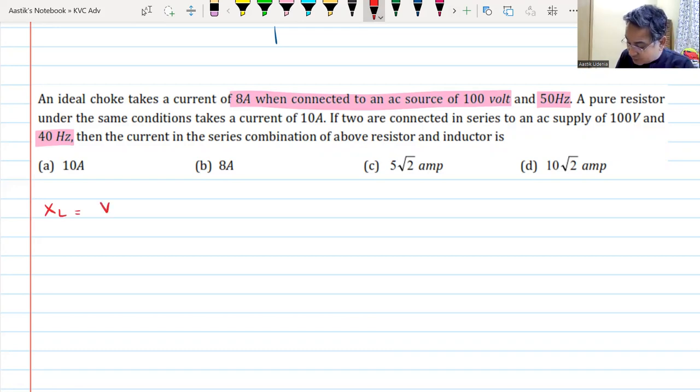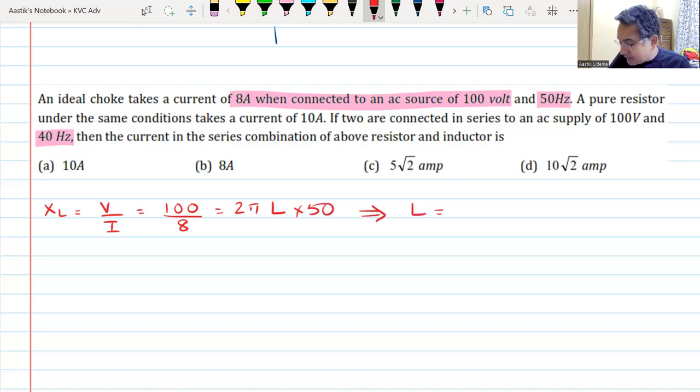XL will be equal to V RMS, I am not writing RMS, divided by I. So, 100 by 8 will be your XL in the first case, and that will be equal to 2 pi into L into F, and F is given as 50 hertz. So 2 pi L into 50 will give you the value of L, the inductance. The value of inductance will be 1 by 8 pi.